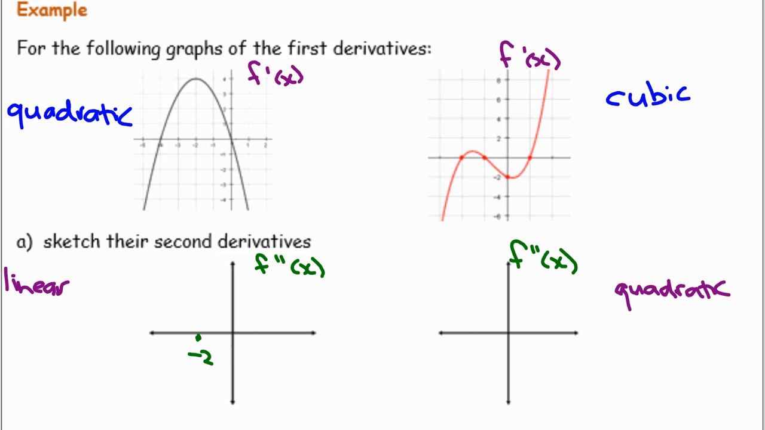To the left of it, is the gradient negative or positive? Positive. Yeah, it's positive, so it's got to be up above in the positives. And after the turning point, what happens to the gradient? It's negative, so it's got to be down in the negative. Yeah, because it's a linear one.